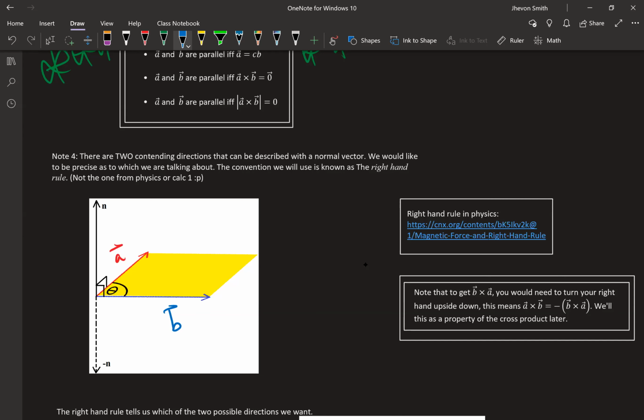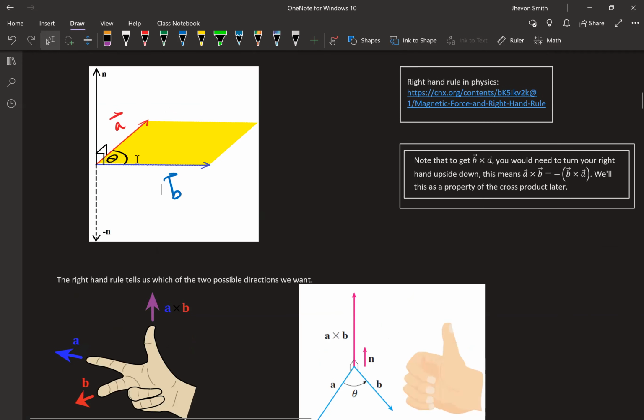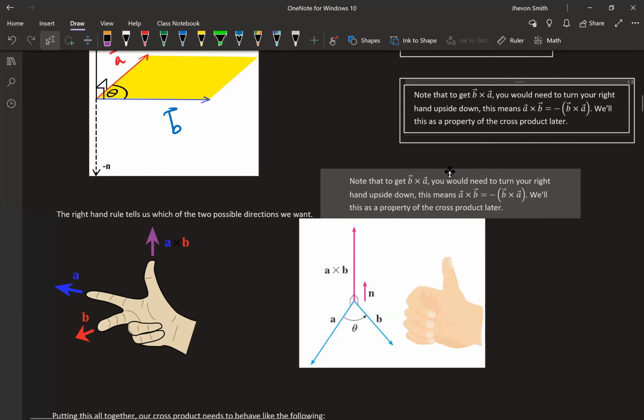This is not the right-hand rule from physics. If you want to know about the right-hand rule from physics when you get to electromagnetism, the link is right here. It's also not the right-hand rule from Calc 1. This is a completely different right-hand rule. This is the right-hand rule that tells you how to find the direction of a cross product. So this is how it works right here.